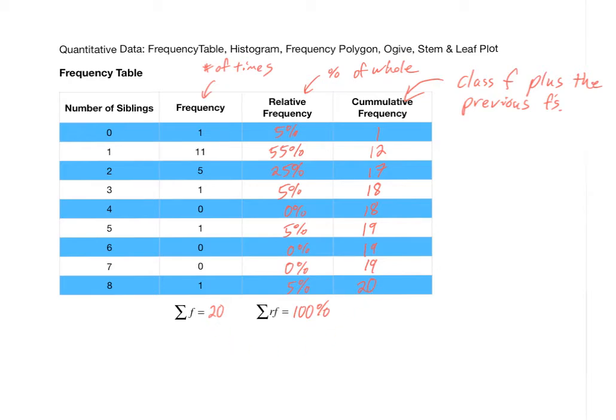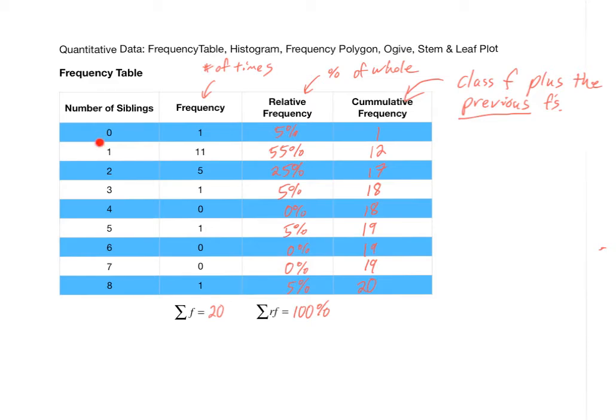Now, the reason this only makes sense with quantitative data, meaning you can't find the cumulative frequency of qualitative data, is because of this. Again, the cumulative frequency is the class's frequency plus the previous frequencies. The idea of previous implies some sort of order. There's an order relation on the set of numbers 0, 1, 2, 3, 4. For example, 4 is greater than 3, or 6 is greater than 1, or 3 is less than 8. There's an order relation on the set of real numbers.